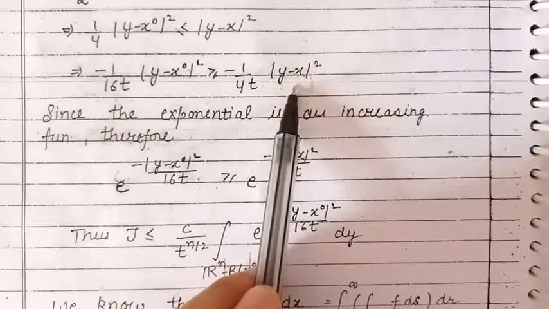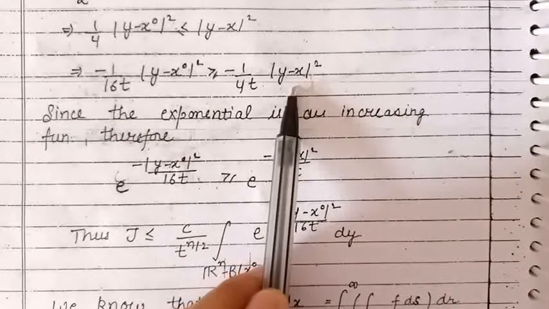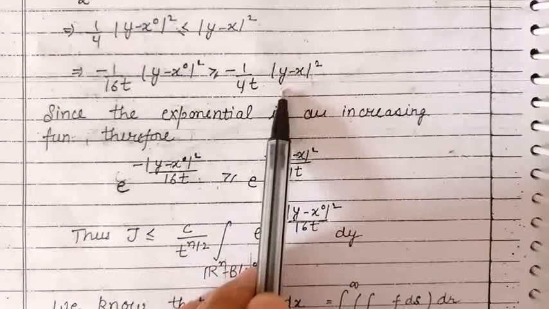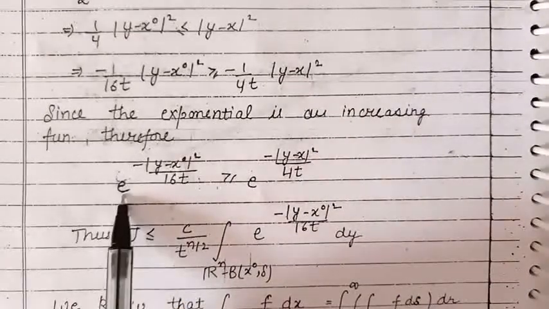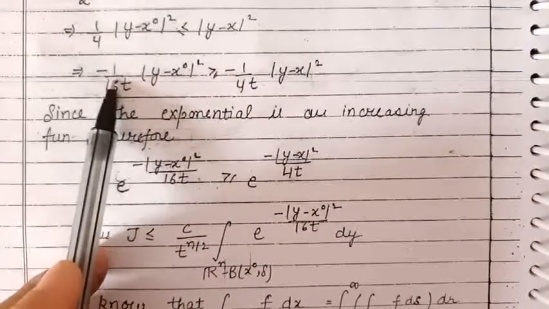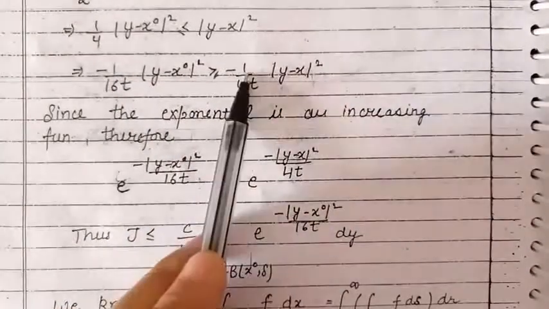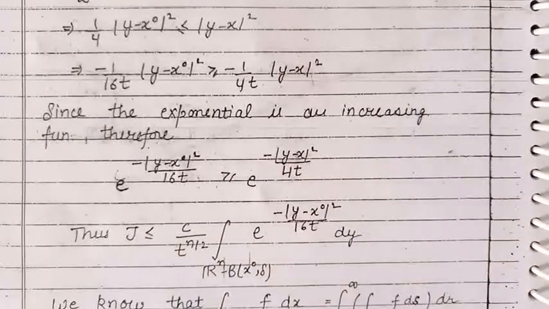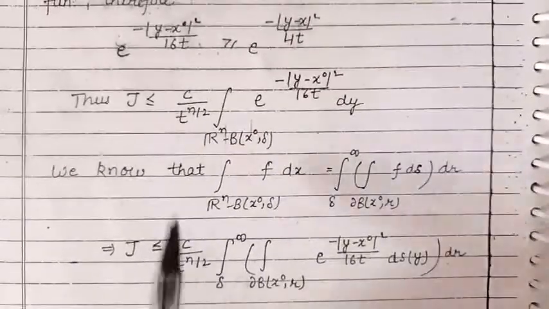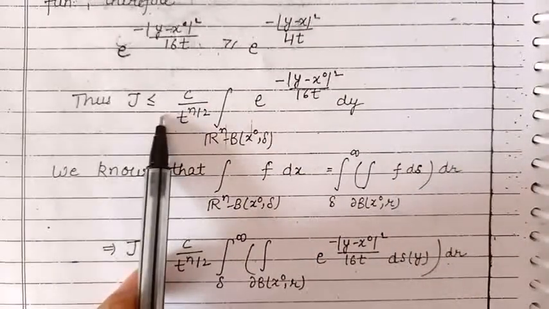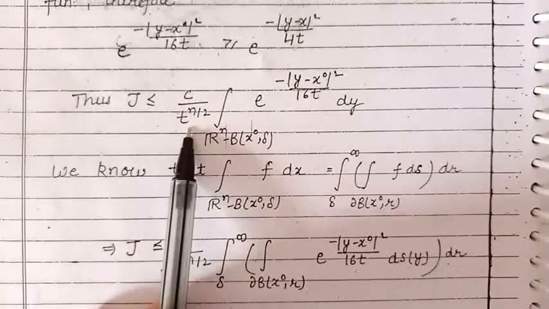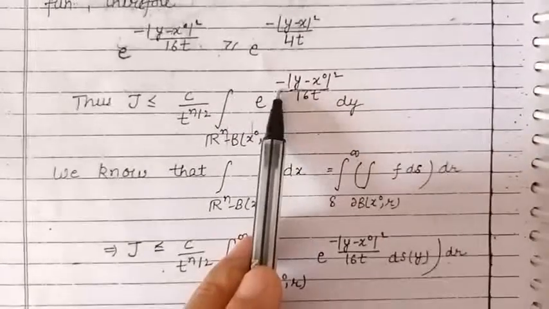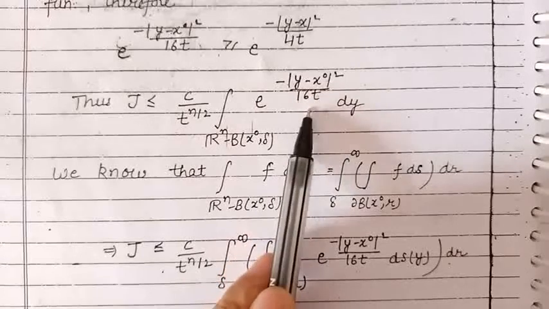mod y minus x square. Now because the exponential function is an increasing function, if this expression is greater than or equal to this expression, then we can say that the exponential of this term will be greater than or equal to the exponential of this term, and we can use this in the integral j. So we get j is less than or equal to c upon t raised to the power n by 2 into the integral of e raised to the power minus mod y minus x square upon 16t.